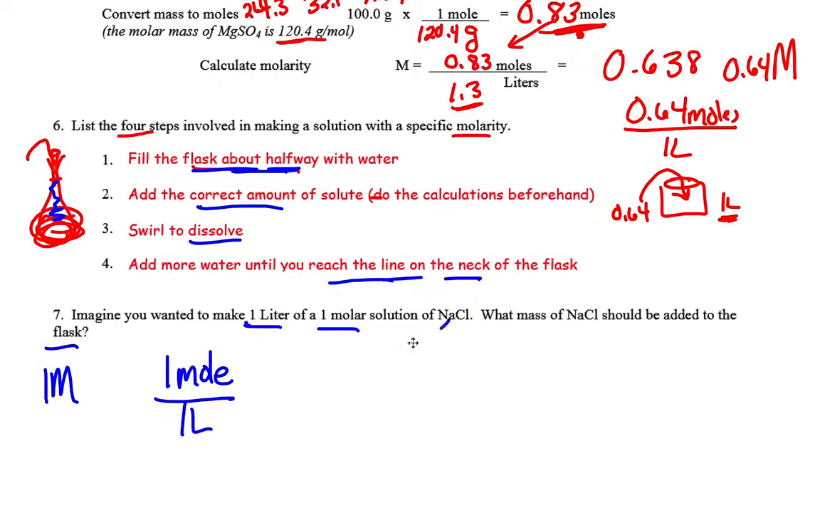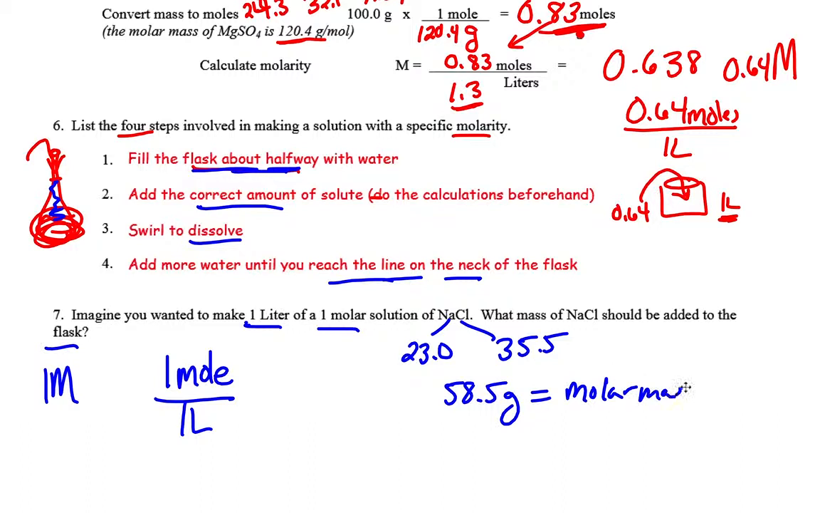1 mole of Na is 23.0. We get that from the periodic table. Chlorine, 35.5. Add them together, 58.5 grams. This is the molar mass, or the mass of 1 mole of NaCl. So that is what I have to add to my flask. If I do that and fill it up to the 1 liter mark, I have a 1 molar solution.